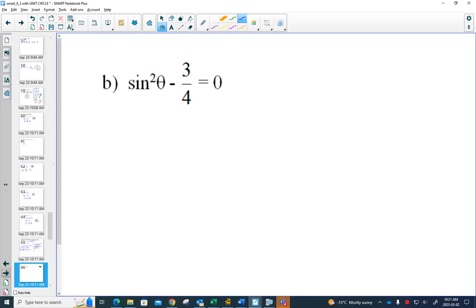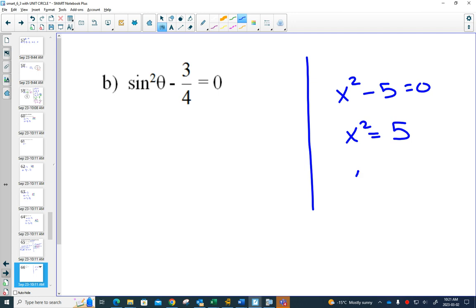Part B. How do you solve something when there's just something squared? Like if you had x squared minus 5, what would you do if you had to solve for x? Okay. Would you move the 5 over and square root both sides? Perfect. If you have just something squared, you can solve it. You don't need factoring. You just solve it by square rooting both sides. And what do you have to remember when you square root both sides of an equation? You have to remember plus or minus 5.